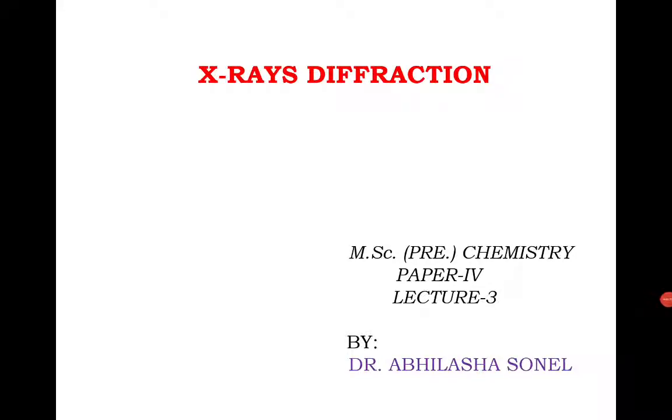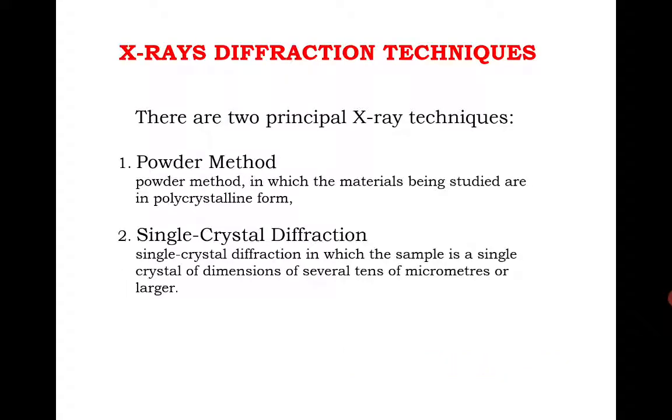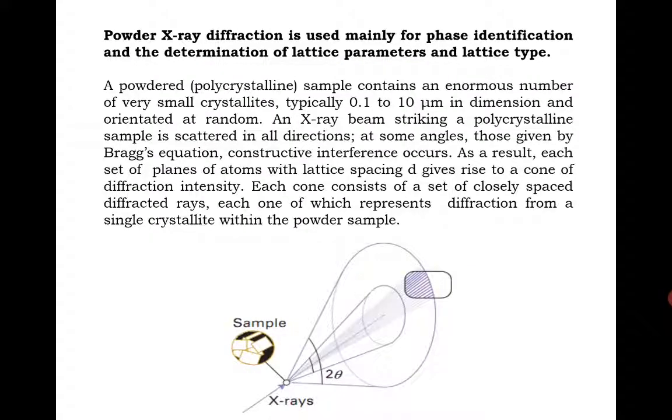Let's go ahead in our topic X-ray diffraction. Today we are going to discuss X-ray diffraction techniques. There are two principal X-ray techniques. First is the powder method, in which the materials being studied are in polycrystalline form, and second is the single crystal diffraction method, in which the sample is a single crystal of dimensions of several tens of micrometers or larger. Today we will discuss only the powder method.